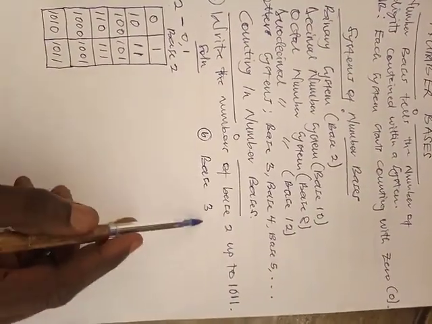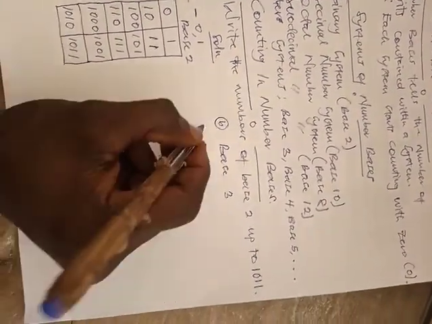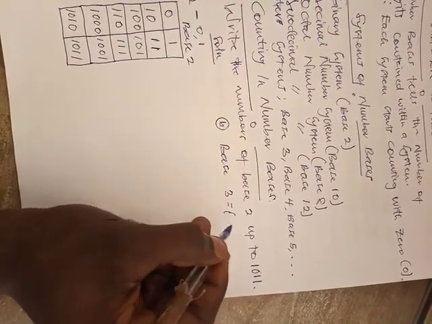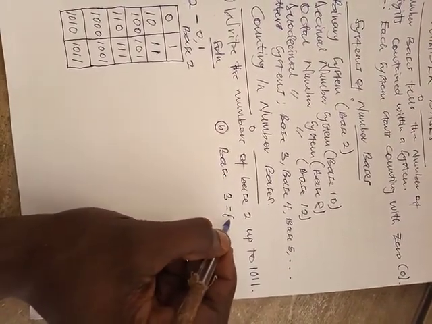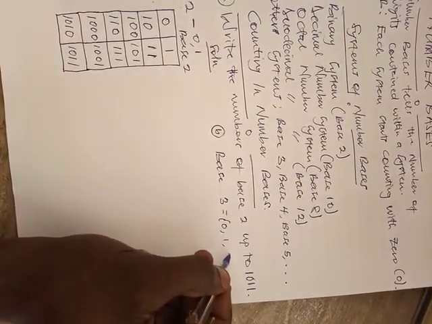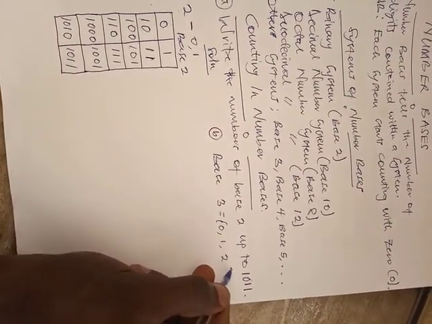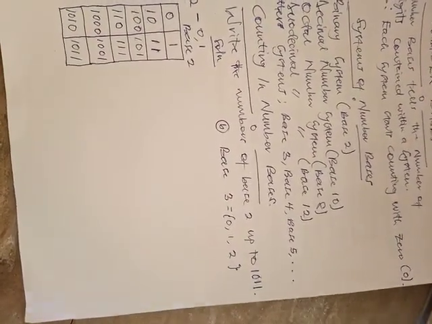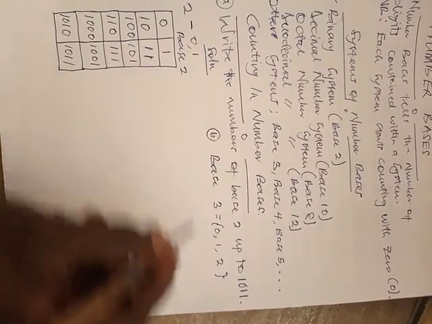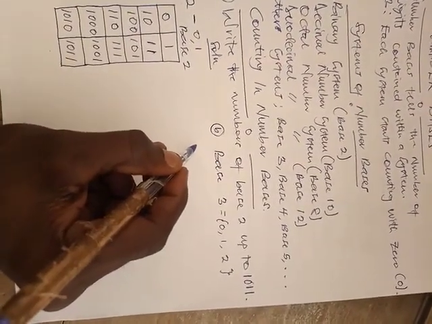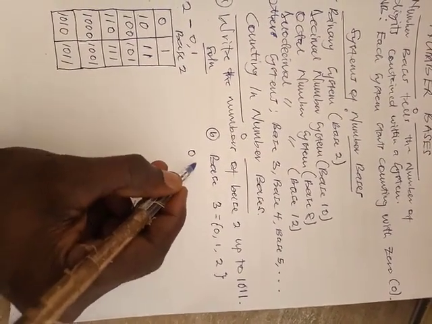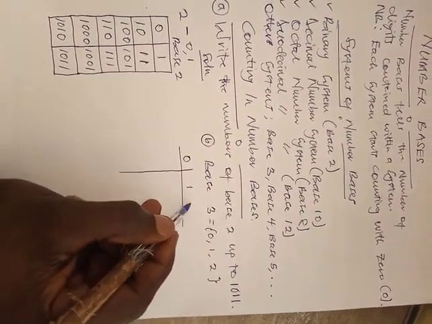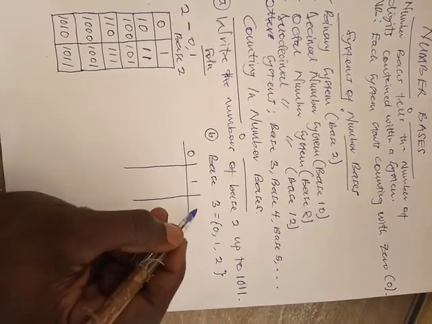Now the next example is, let's look at base 3. All the values of base 3 are 0, 1, and 2. It has 3 digits, that's 0, 1, and 2. So we can construct a table for base 3. So let's say 0, 1, and 2.